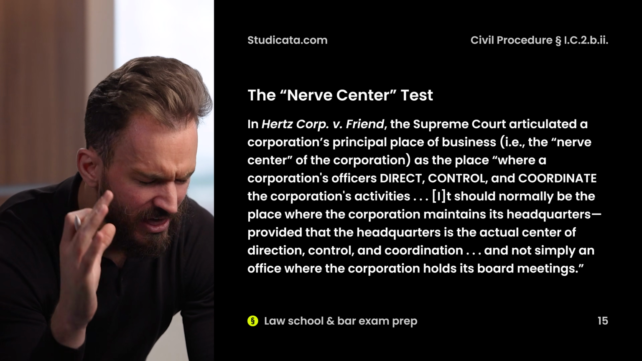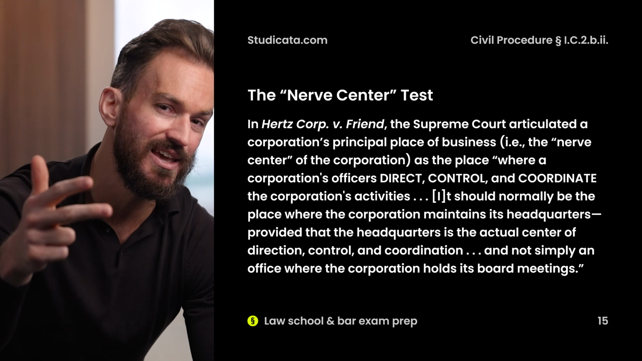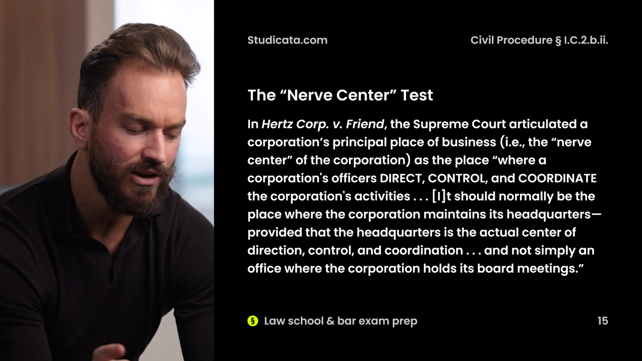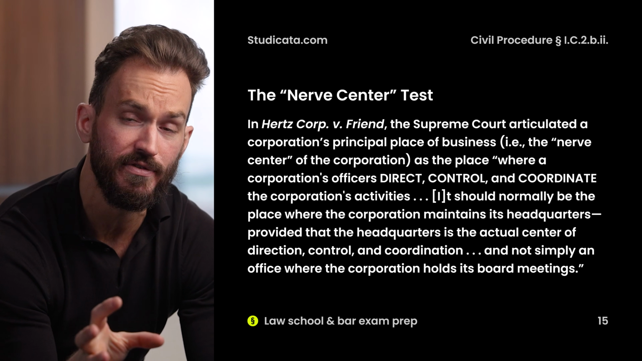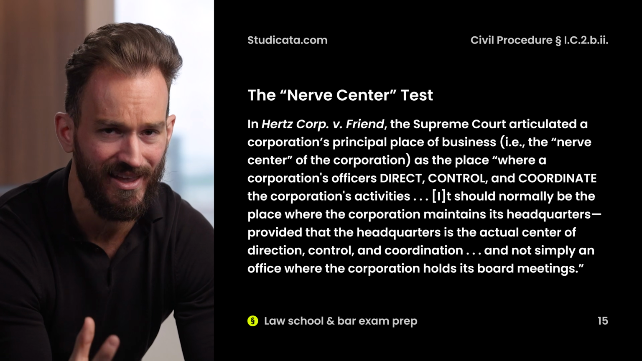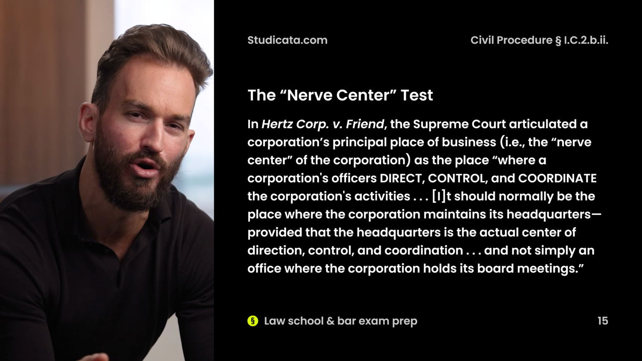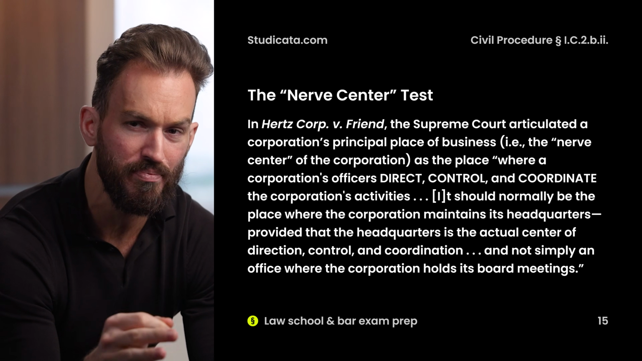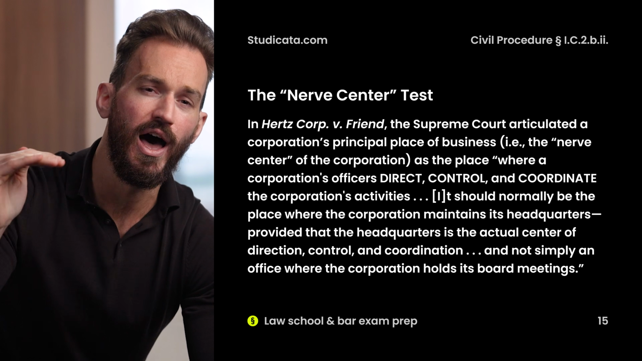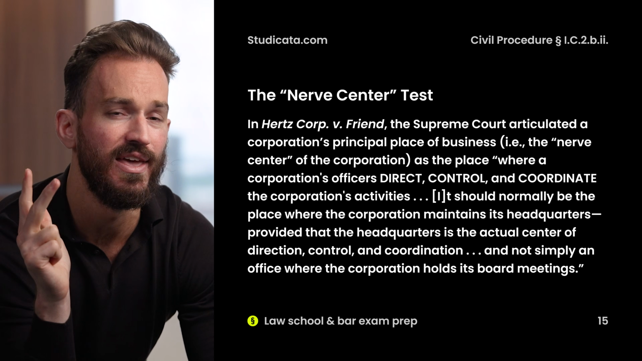So the big thing I always think about with the nerve center test, I keep DCC in my head: direct, control, and coordinate. It's the headquarters where the corporation's officers direct, control, and coordinate the corporation's activities. Those are the buzzwords: DCC, direct, control, and coordinate. So the principal place of business is usually where the corporation's headquarters are, where those upper level managers are directing, coordinating, and controlling the activities of the business.